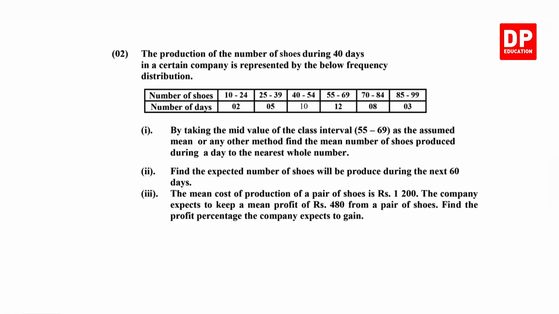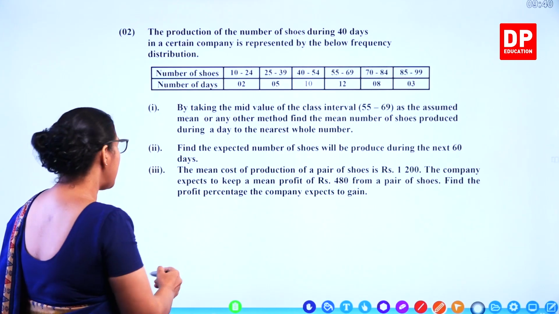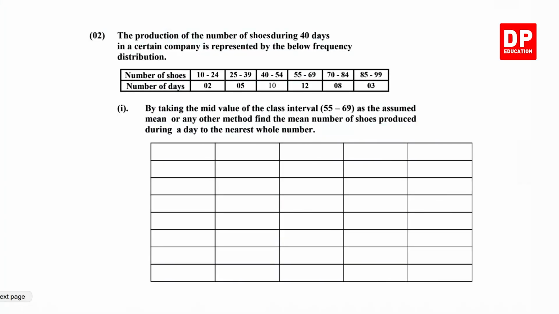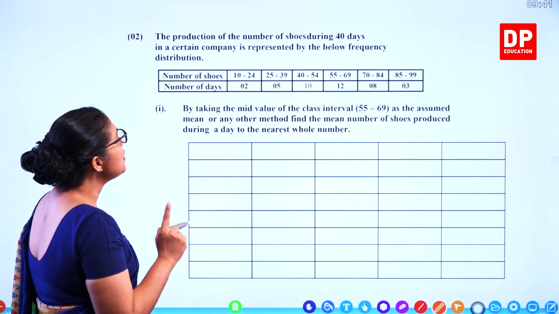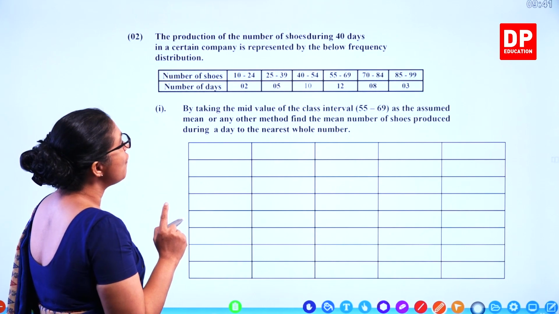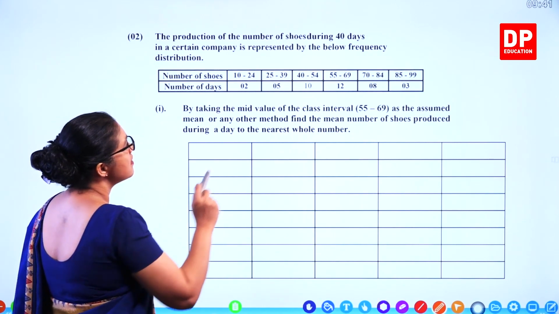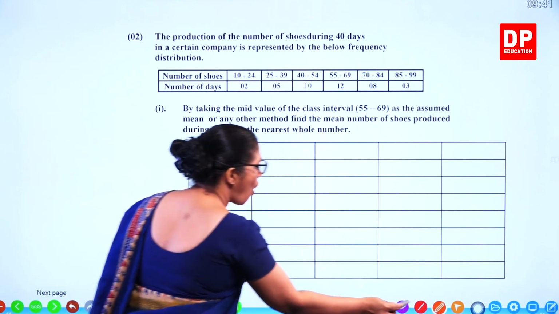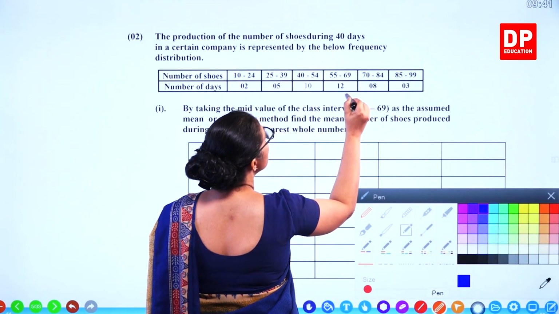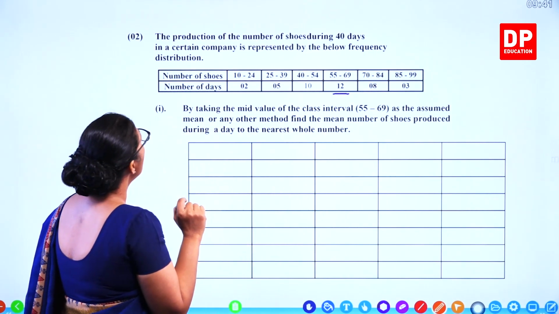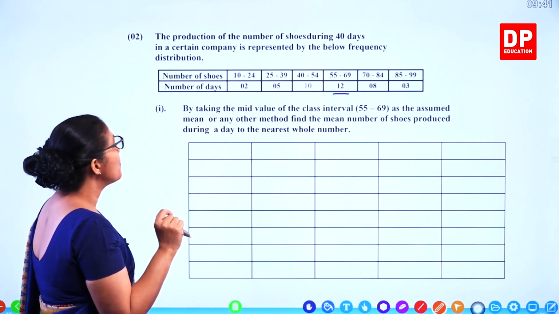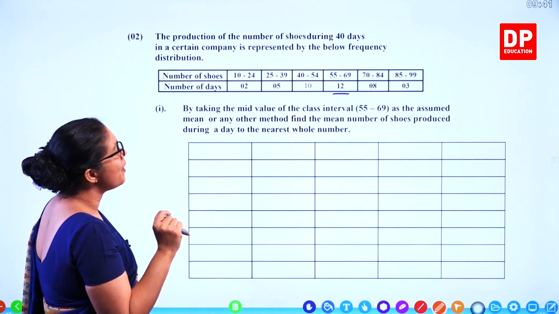Let's do question number 2. This is a statistics question. There are 3 parts, and we'll do them separately. The production of the number of shoes during 40 days in a certain company is represented by the below frequency distribution. By taking the midpoint of the class interval 55-69 as the assumed mean, or any other method, find the mean number of shoes produced during a day to the nearest whole number.